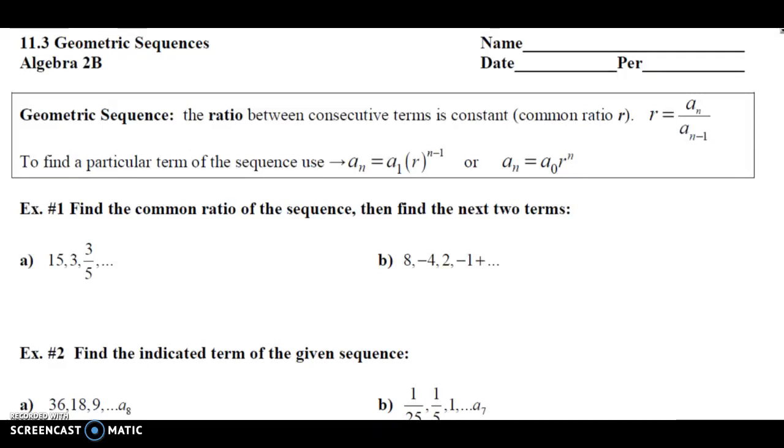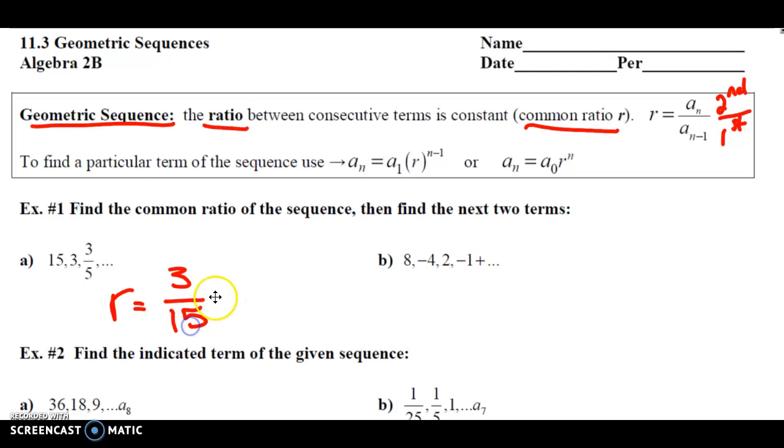For geometric sequences, there is a ratio between the terms that is constant, so it must multiply or divide by the same number every time. To find the ratio, the easiest way to do this is to take the second term divided by the first term. So in example 1a, to find the common ratio, we're going to take the second term, which is 3, divided by the first term.